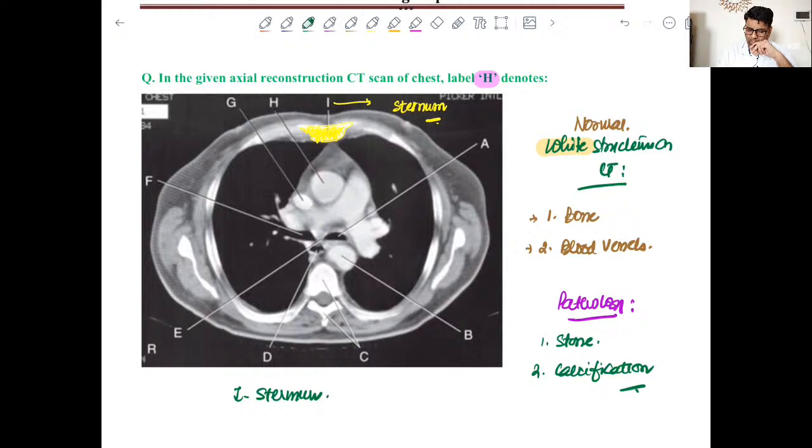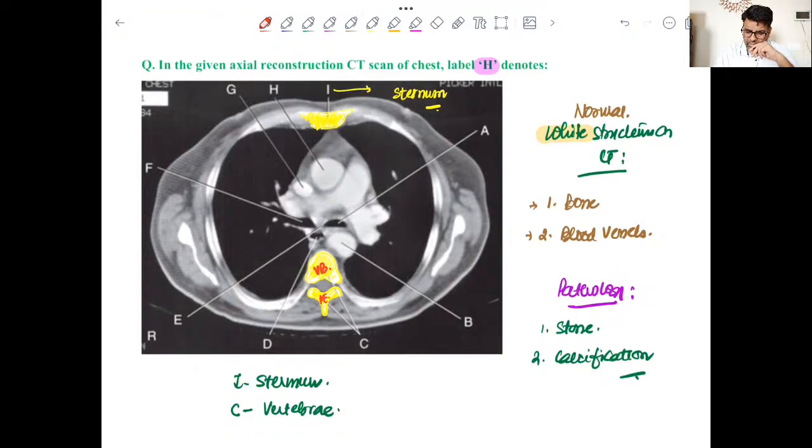Now we will go posteriorly and we will see that again there is a white structure, and I think it is very easy for us to identify what this is. This one, which is labeled as C, I think everyone can identify. Label C is the vertebra. You can see the vertebral body, and these are the posterior elements, the lamina and the spinous process. So this is the vertebra.